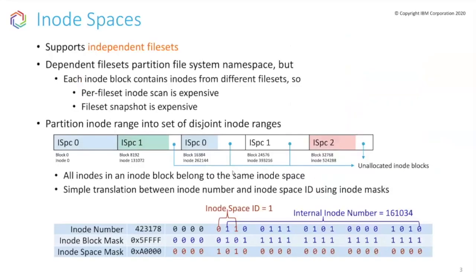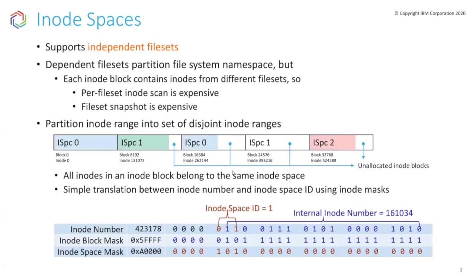Moving on to Inode Spaces. The whole idea of Inode Spaces was invented to support independent file sets. To understand why, before independent file sets, we had what we call dependent file sets. The whole idea of file sets is that we have a logical partitioning of the file system namespace. So each directory tree rooted in a file set is isolated from other file sets. So you cannot have hard links between two file sets.